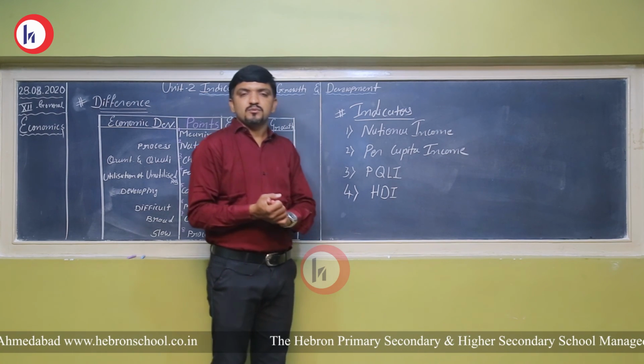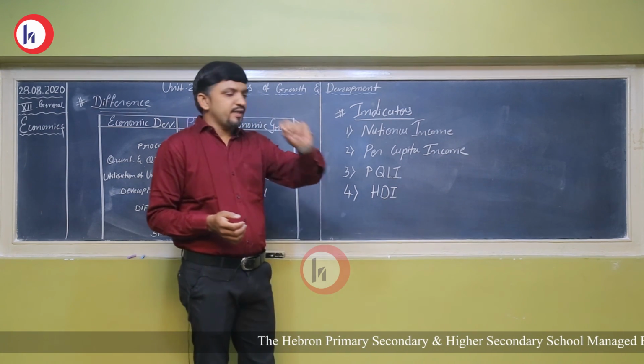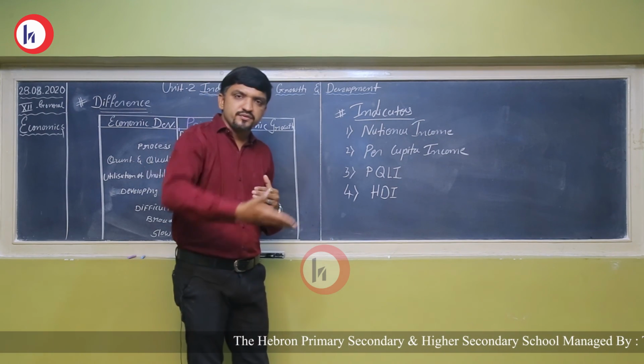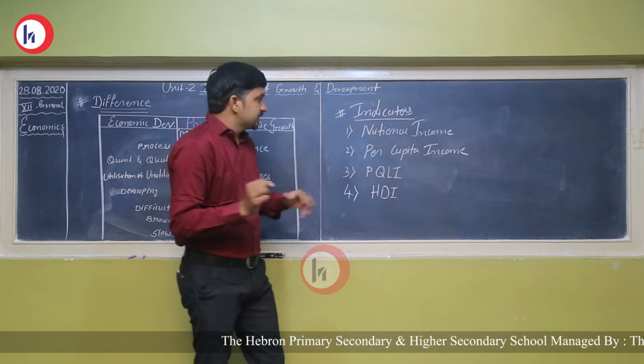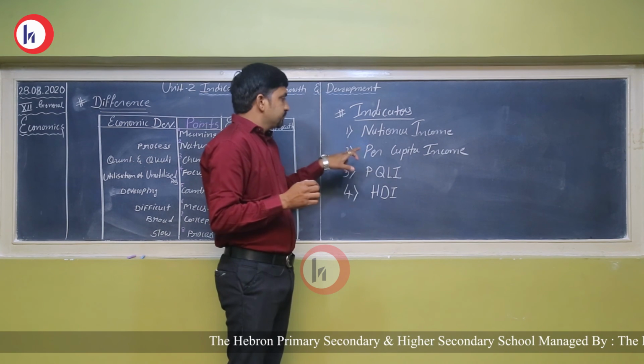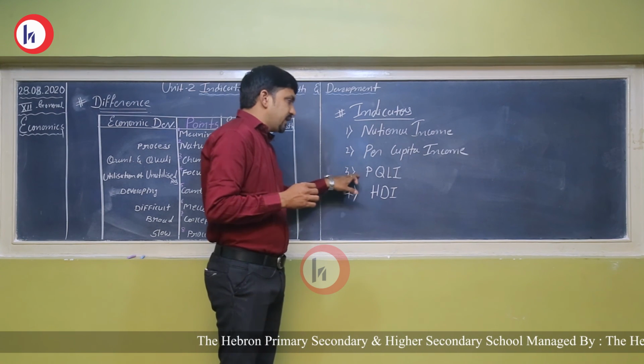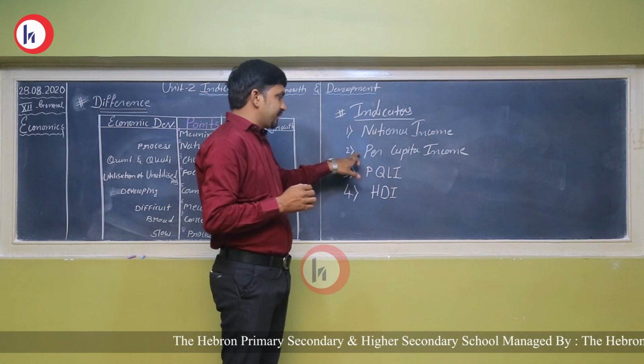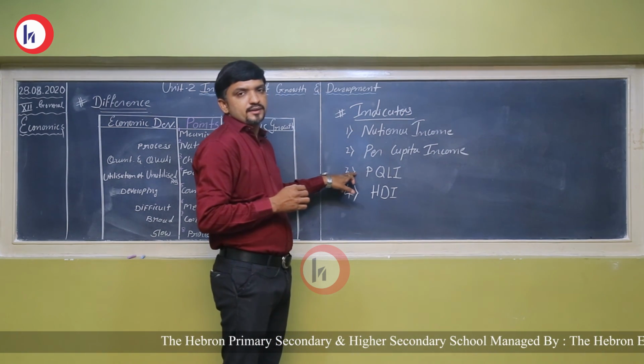So, this was a very short idea about indicators. In the next video, we will cover national income, per capita income, and PQLI.